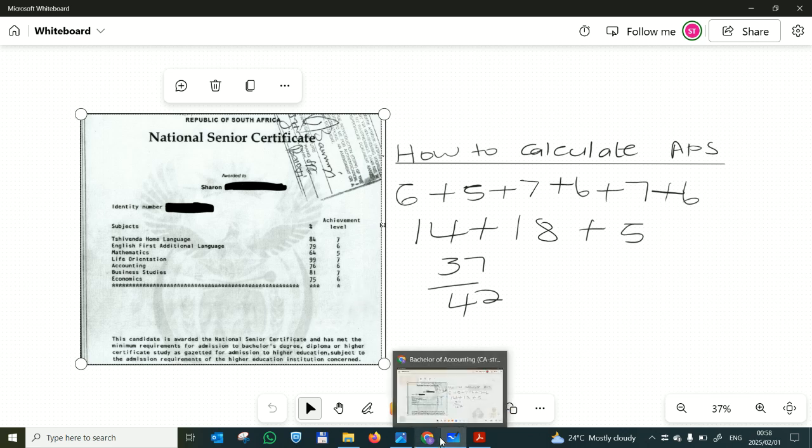How do we know that? It's because we have already calculated the minimum requirements for a bachelor's degree, which is a minimum APS of 23. So mine is above 23 because we have 37 there. So we have a bachelor's degree.